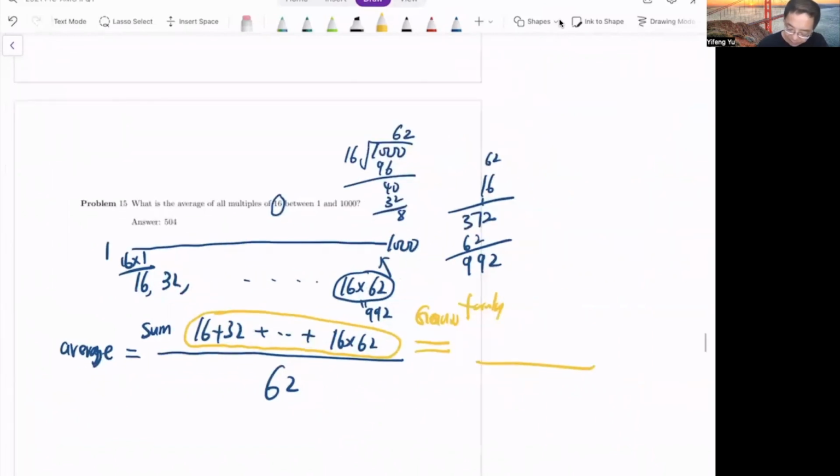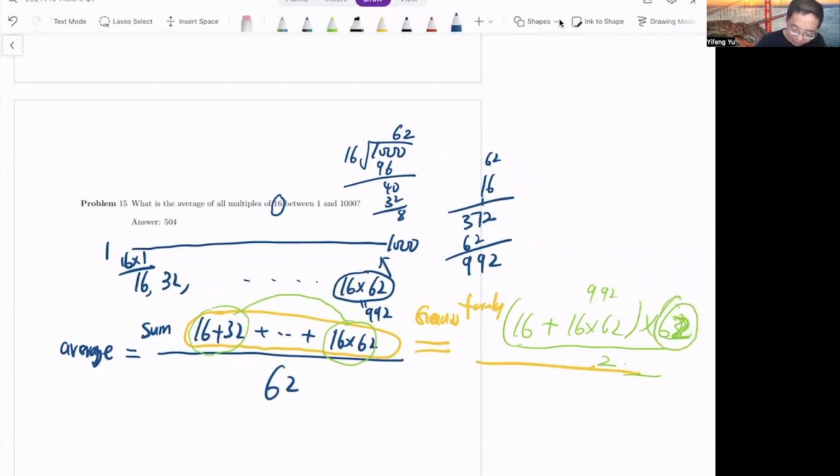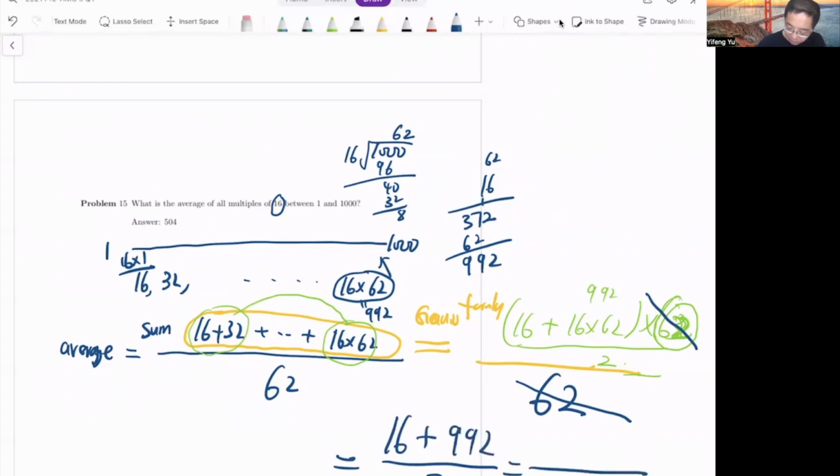By the Gauss formula, the first one and the last one add together, so it's 16 plus 992, and multiply by the total number of numbers, 62, and divide by 2. Then, to get the average, you divide by the number again, and the 62 cancels. So what you get is just half of the first one plus the last one. This is 1008 divided by 2, so it's 504.